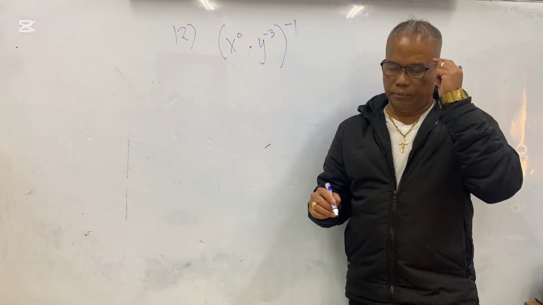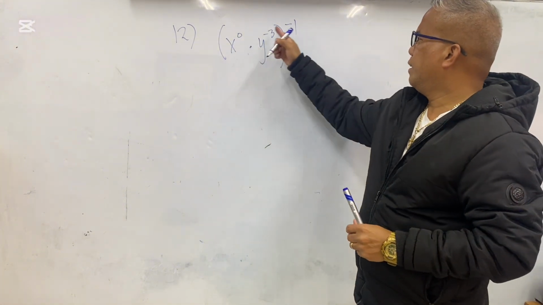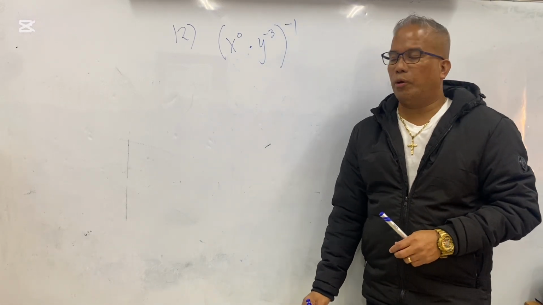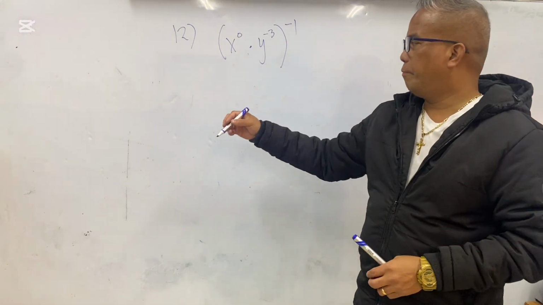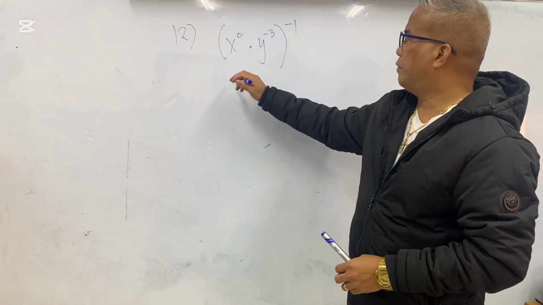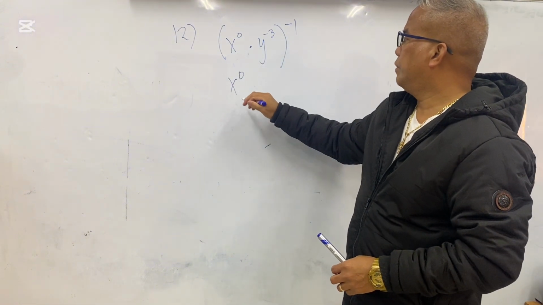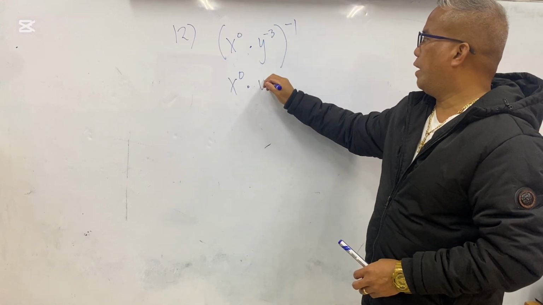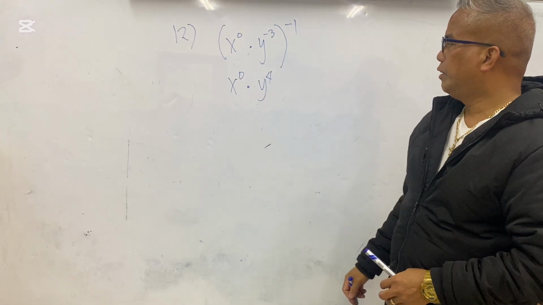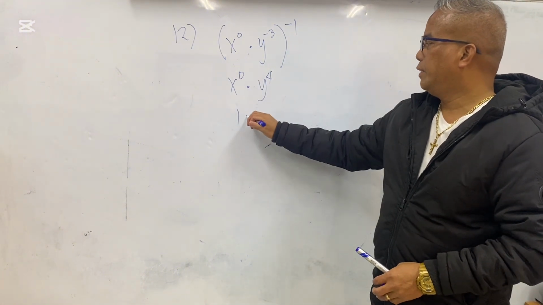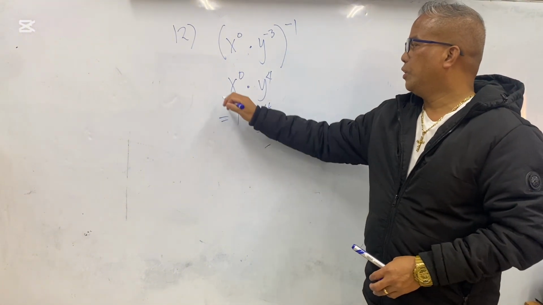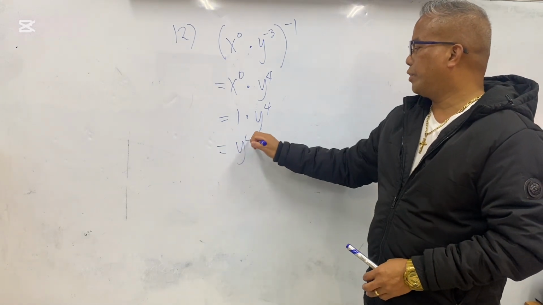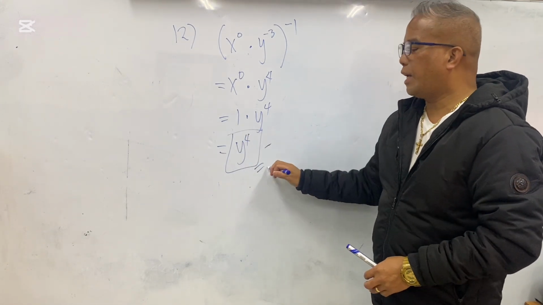To find the answer, we can distribute the negative 1 exponent to the terms inside the parenthesis. 0 times negative 1 equals 0, and negative 3 times negative 1 equals positive 3. Then x raised to 0 equals 1, times y raised to 3. So the final answer is 1 times y raised to 3, which is equal to y raised to 3. So this is now the final answer.